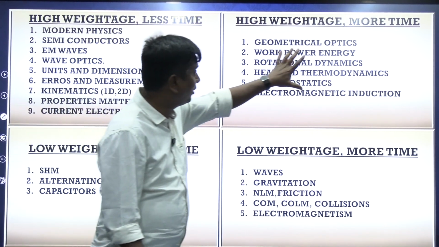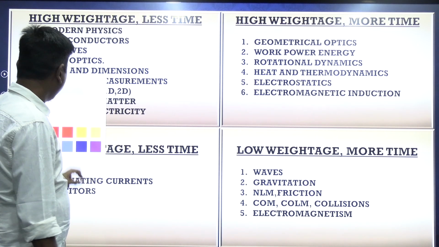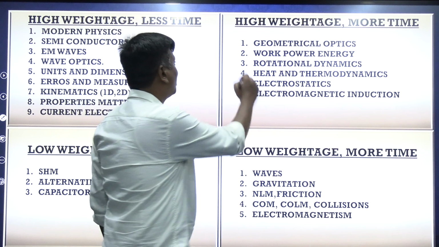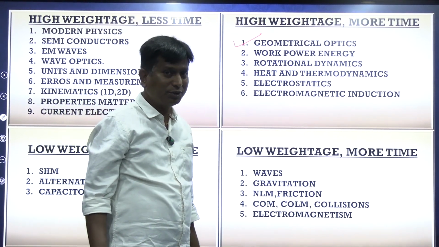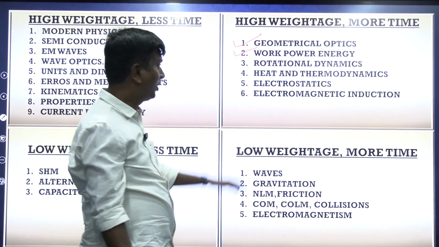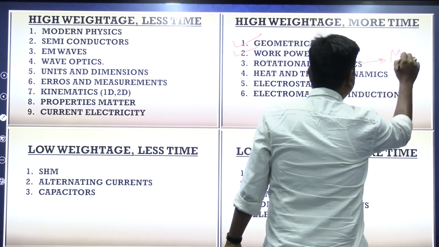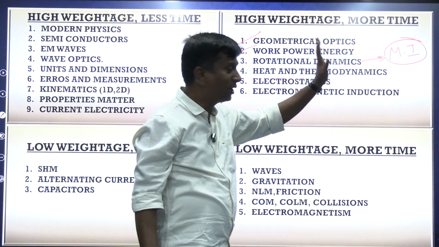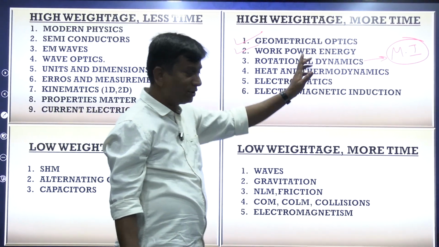Of course, next there are also chapters which have very good weightage, but of course take more time, provided you have already gone through them properly earlier. This includes geometrical optics, as we have seen almost the most number of questions came from geometrical optics, and work power energy, a compulsory question. And rotational dynamics also. In that, please go through only moment of inertia if you are not comfortable with the other topics. Just go through moment of inertia thoroughly, and definitely that will give you 1 compulsory question.